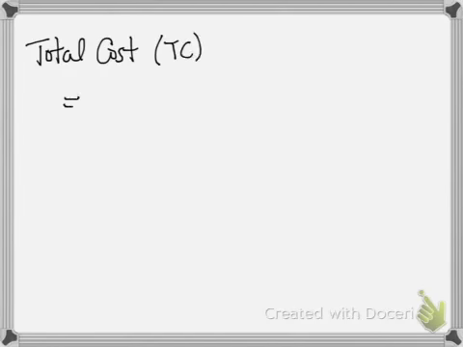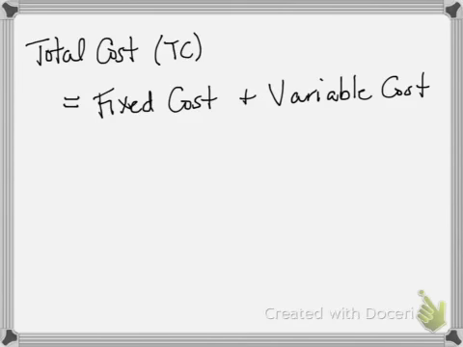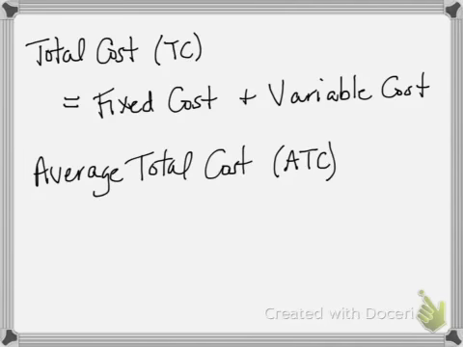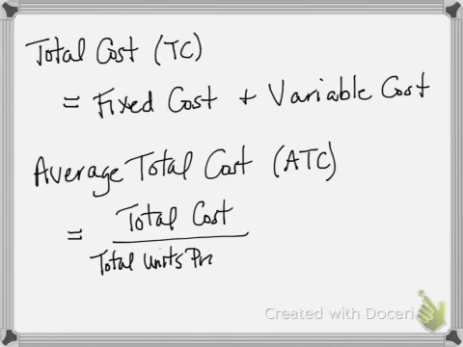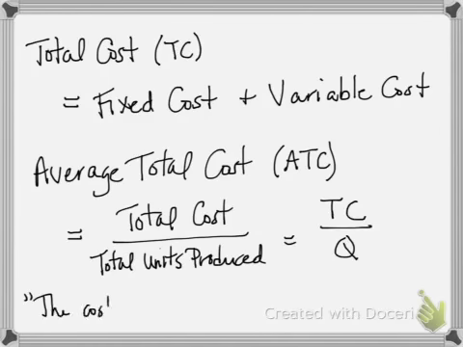So for total cost, the firm will have the sum of fixed cost and variable cost. So average total cost, ATC, is then the total cost divided by the total number of units produced. So TC over Q gives us ATC. And when we think of the term total cost, we're thinking about all of the units that were produced and all of the costs that the firm incurred to be able to produce those units.